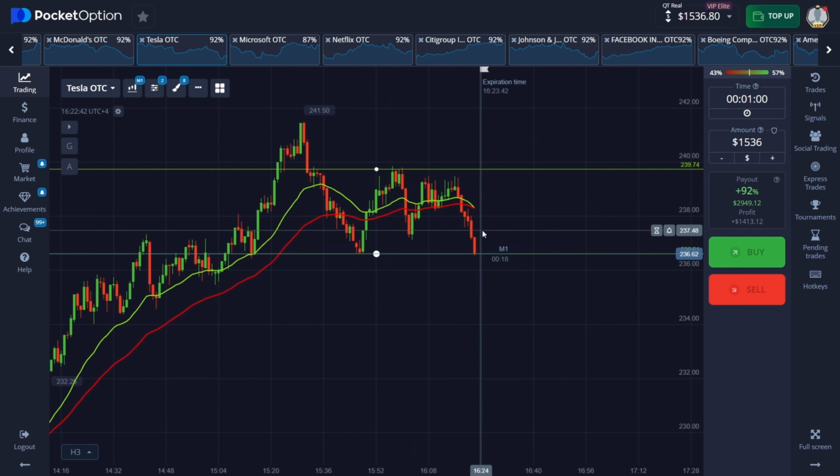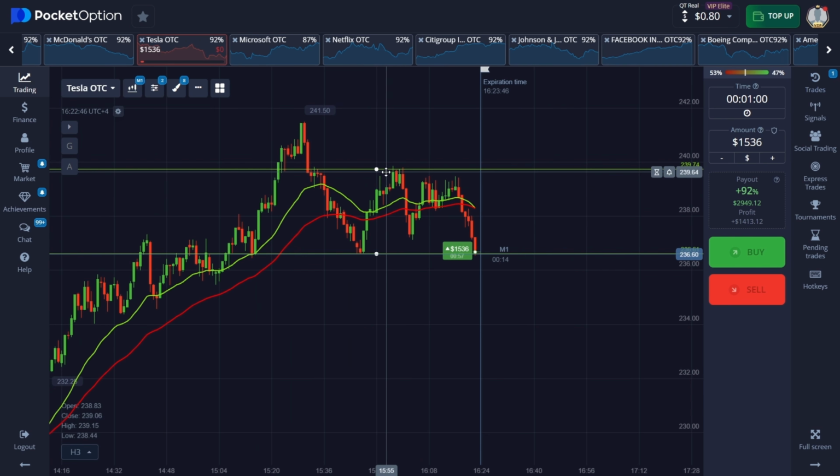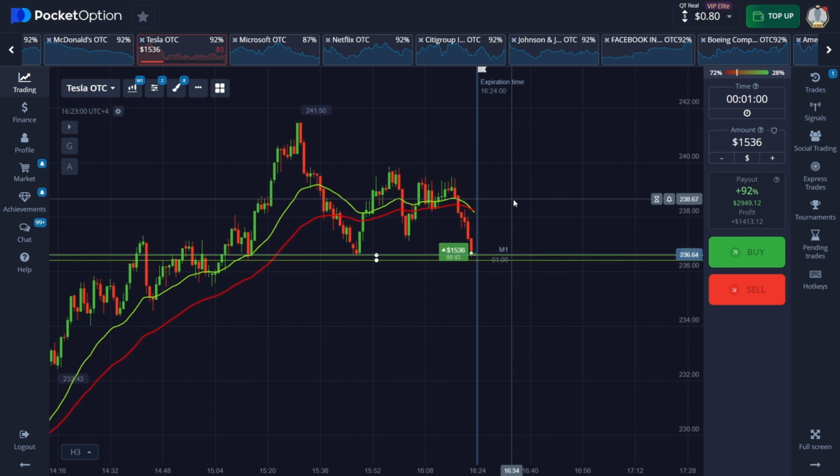Here we have a trade on Tesla OTC, and I placed a trade for the upside move from the support level. As you can see, there's a good support level, so that's why I took this trade for the upside move. You will also see a 5-candle pattern here. And the previous candle closed above the support level. This candle should close above the support level, but it broke the level.